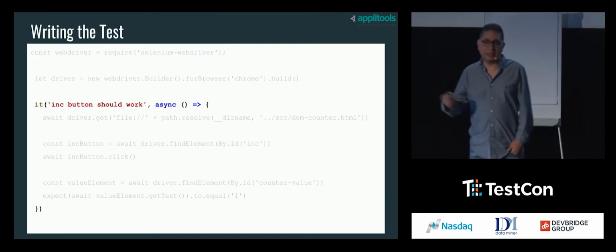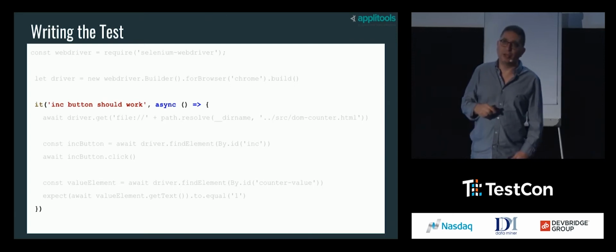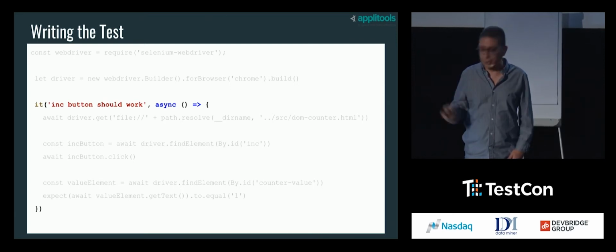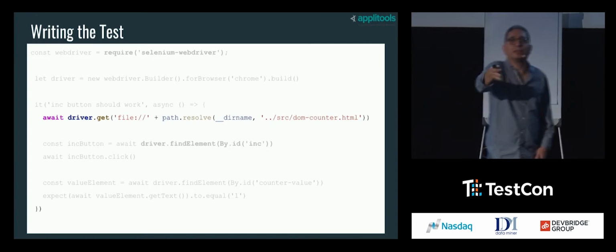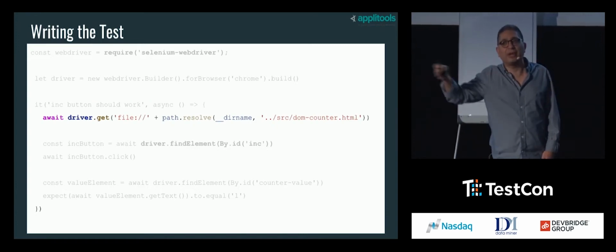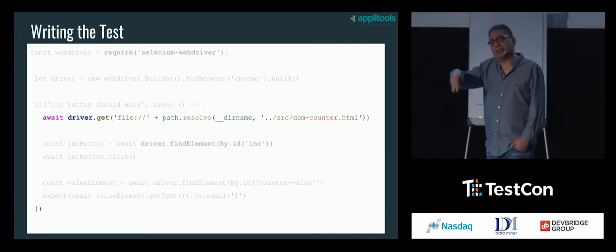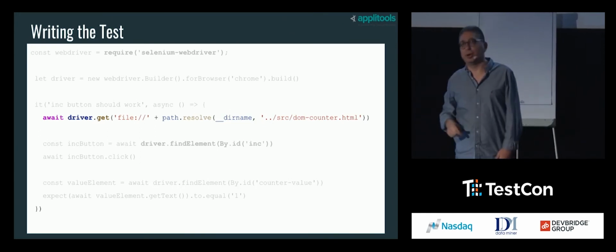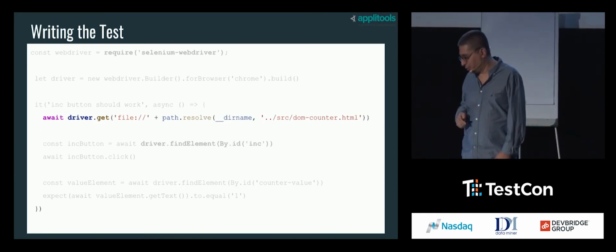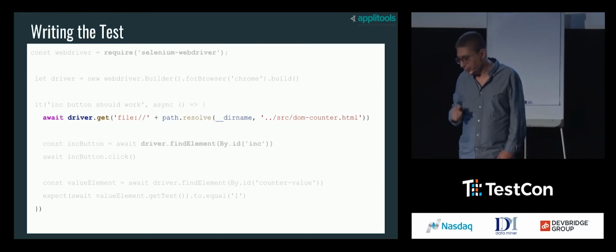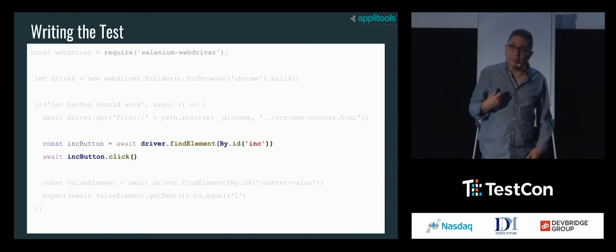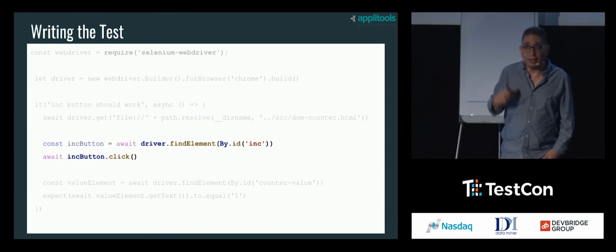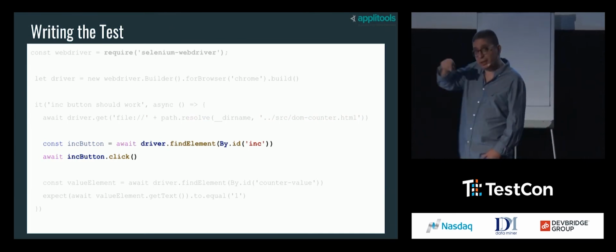And then you write the test. In this case, it's Mocha. Mocha is my favorite testing framework. It doesn't really matter which. And you say driver.get, so the browser navigates to this page. This page is on the disk, so it's a file URL, and it navigates to that HTML that we saw earlier. And now we find the increment element, and we click on it.